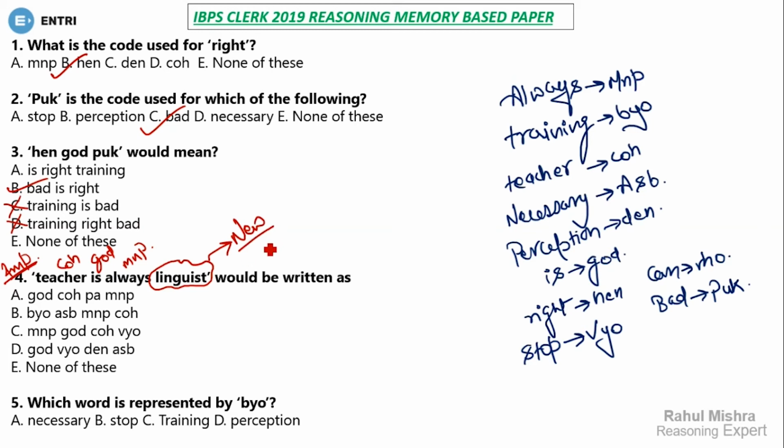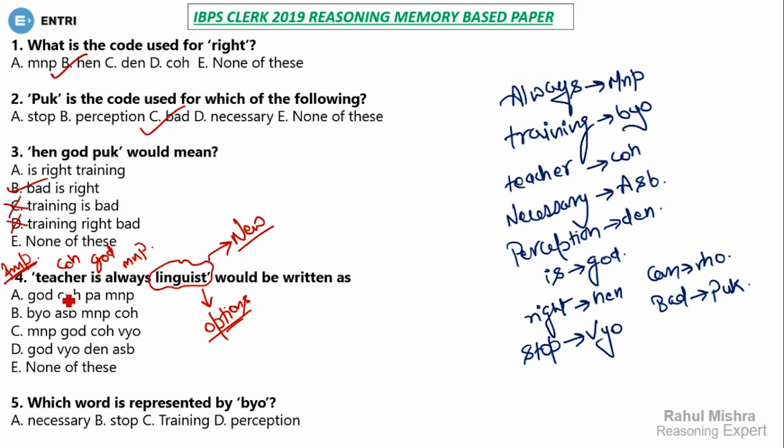And how do we find out this new code? By seeing the options only. We cannot assume. So this answer can be given by using the options only. We cannot assume the code of linguist by ourselves. See, coh, god and mnp should be there in each and every option.